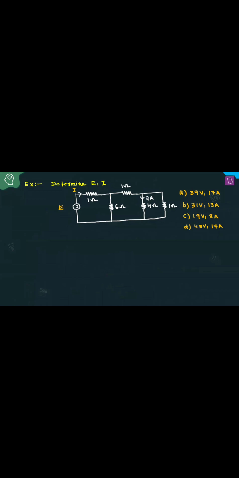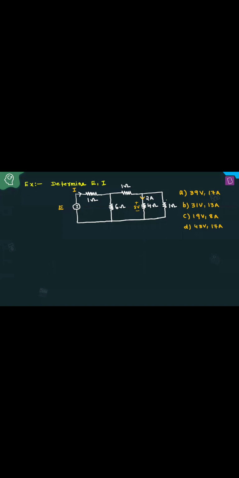For this, no need to go for nodal analysis. Just by KVL only you can easily find. Come on, do it. It's very simple. Start from this one. 2 amperes of current is flowing through the 4 ohm resistance. What is the voltage? 8 volts.